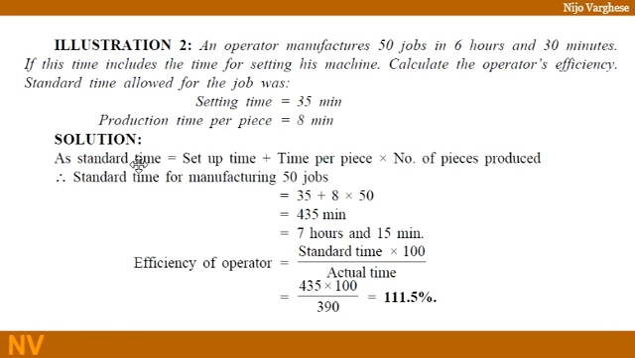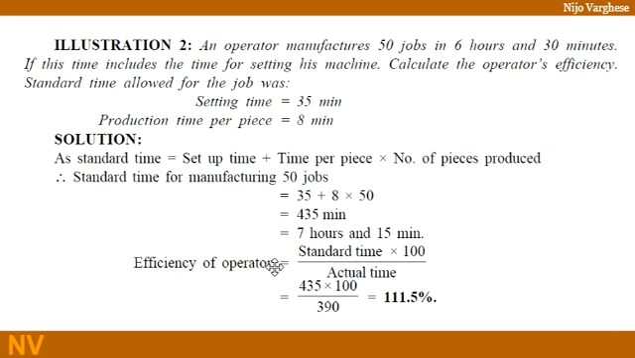As we know, the standard time is equal to, in this case, setup time plus the time per piece into number of pieces produced. So standard time for manufacturing 50 jobs: number of pieces produced is 50 jobs and the production time per piece is 8 minutes. So 50 into 8, first we need to calculate that. 8 into 50 plus 35. 8 into 50 is 400 plus 35, 435 minutes. If we convert this 435 into hours, we will get 7 hours and 15 minutes. 7 hours and 15 minutes is the standard time.